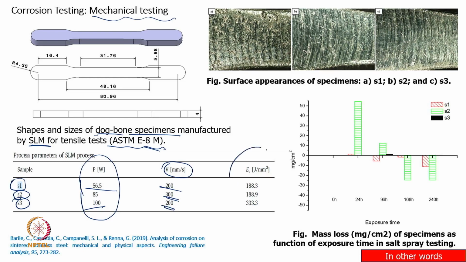However, the energy level which has been given to the material is a maximum in the last case, the third case, while S2 is roughly 188.9, which is very close to 188.3 as it was given to the S1 manufacturing process. They showed the microstructure of the samples also. You can see here A represents S1, B represents S2, and C represents S3.